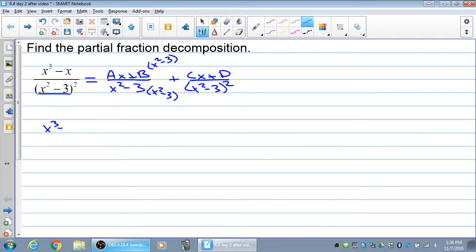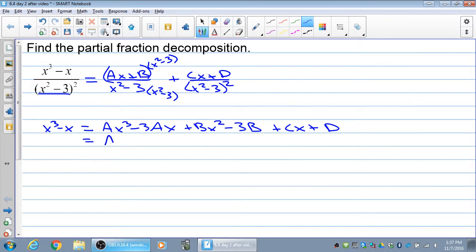We have x to the third minus x equals, I need to FOIL this, or distribute the ax through: ax to the third minus 3ax, then distribute the b through, plus bx squared minus 3b. That's the same as FOILing, just distribute twice. And then we have plus cx plus d.